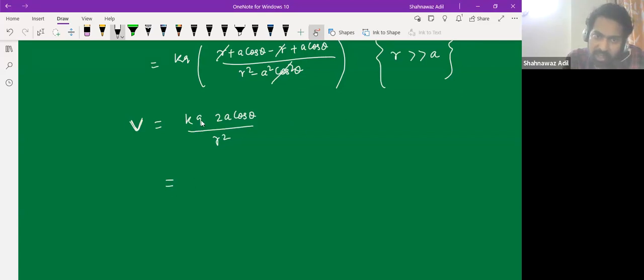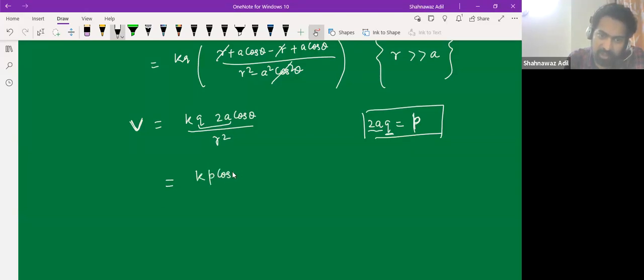And now you guys will tell me, what is 2AQ? Please go down in your memory lane and tell me what is distance into the charge. What is charge into separation? In the electric dipole, we talked about this. The charge into separation is dipole moment, the strength of the dipole. Yes, P is equal to AQ. So this 2AQ is P, so that would be KP cos theta by R square. So that would be the potential due to dipole, right?